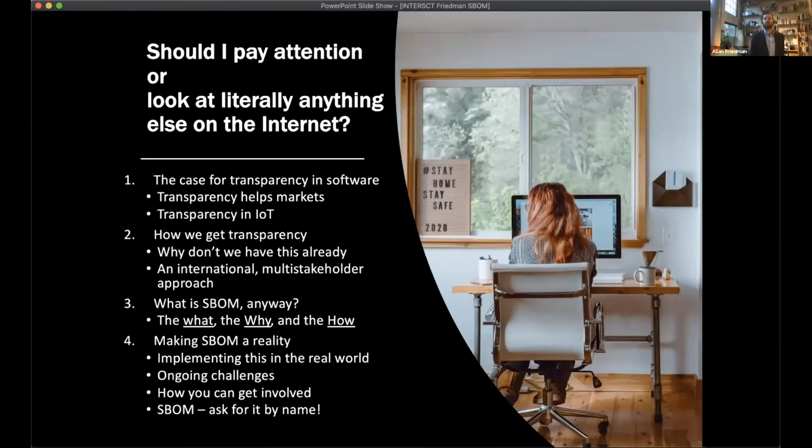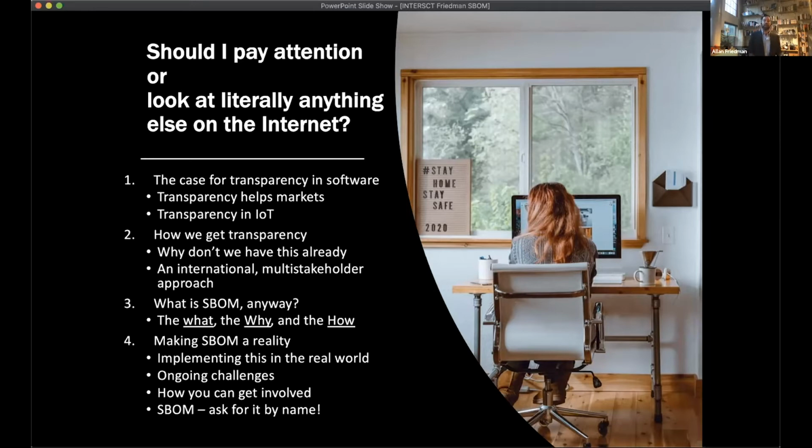So when you're giving a virtual presentation, you not only have to be more interesting than everything else in the room, I literally have to be more interesting than anything else on the internet this morning. So what we're going to talk about today is, first, the general case for transparency and how transparency is really beneficial for markets. And we're going to talk explicitly about how transparency for IoT software can be useful. We'll pause for some questions.